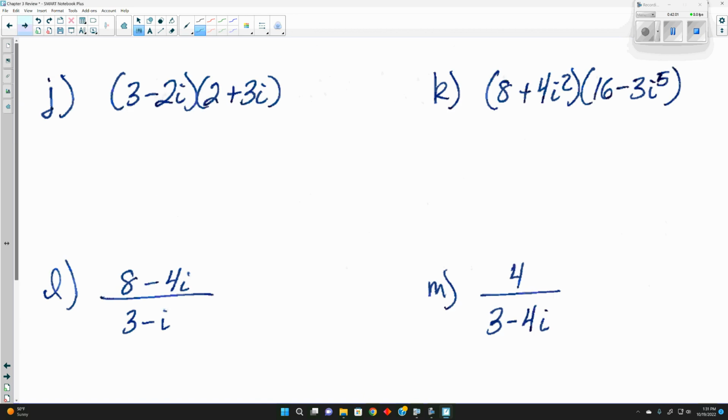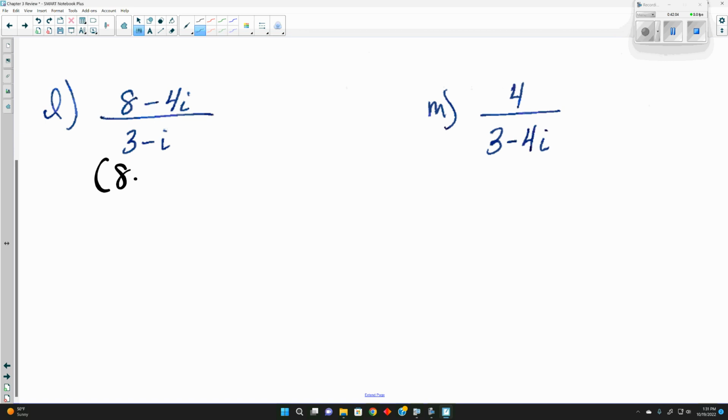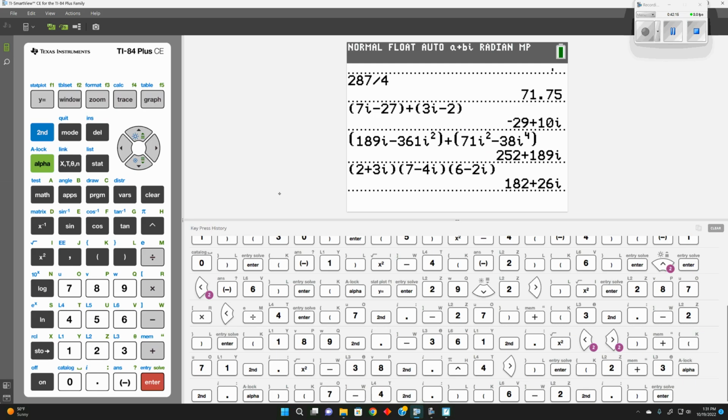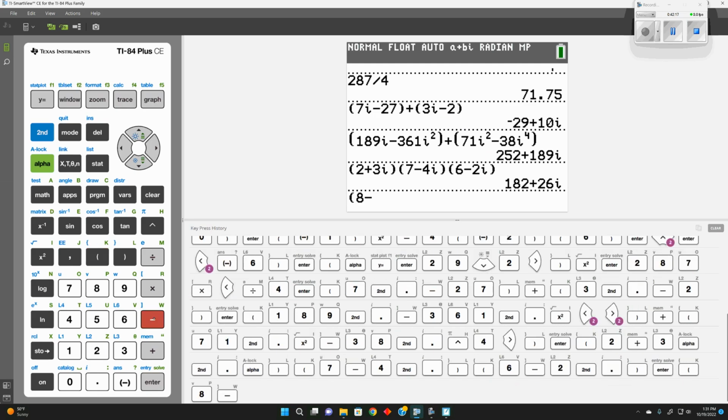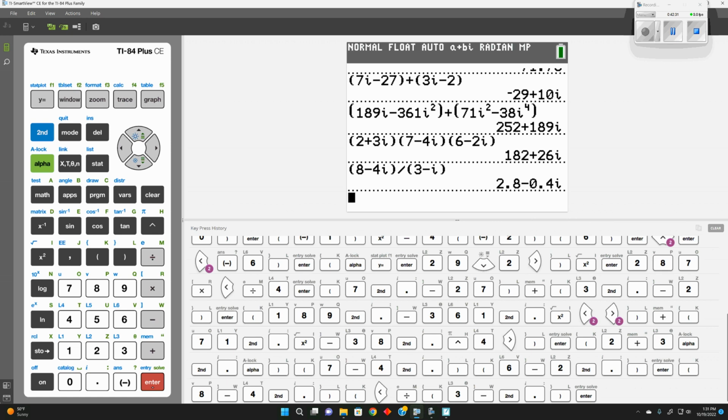Now division, if we remember back to doing this, to plug it into the calculator, we had to retype it as division. So for this one here, we would do parentheses, 8 minus 4i, close parentheses, divided by, open parentheses, 3 minus. Even if the denominator is just one term, you still need to put it in parentheses. Even if it's just 16i, you need 16i in parentheses. Same with the numerator. Even if it's just one term, put them in parentheses.